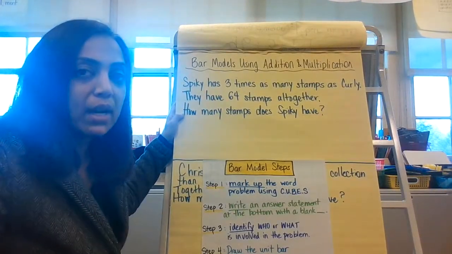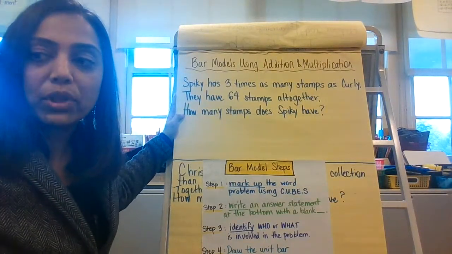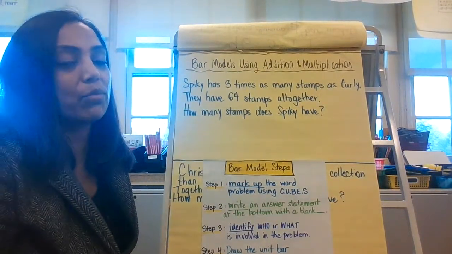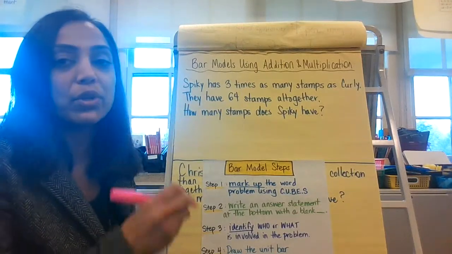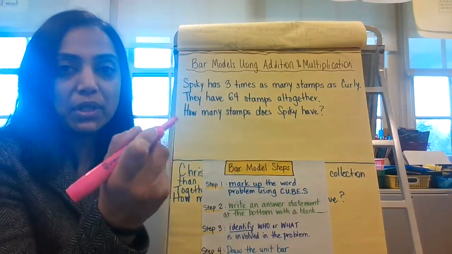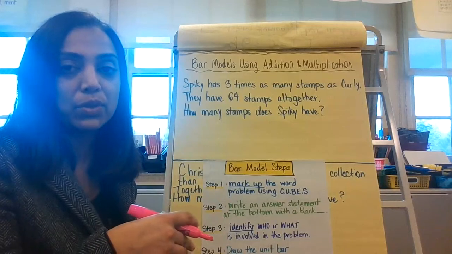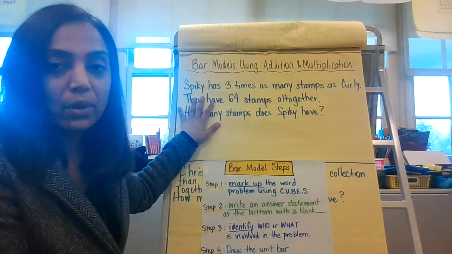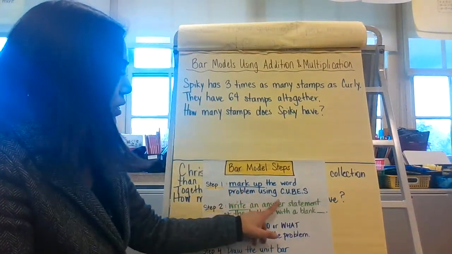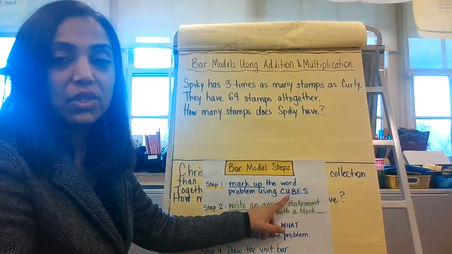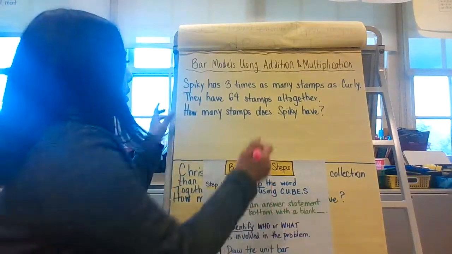So you see that I read it first, so I know what the problem is going to look like. And then I'm ready now to cube. And you can use a highlighter. If you have a highlighter at home, you can use a pencil to circle. I'm just using a different color so you can see how I use cubes to mark up the problem. Okay. So Spiky has 3 times as many. The first thing I'm going to do is circle. C for cubes. C is circle the important numbers that you might need.